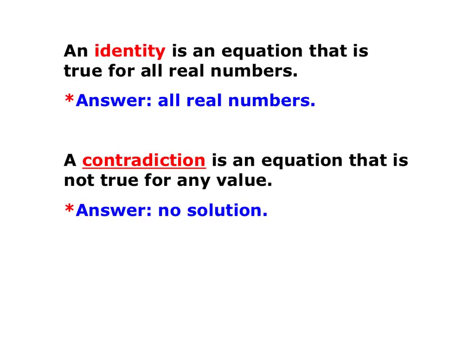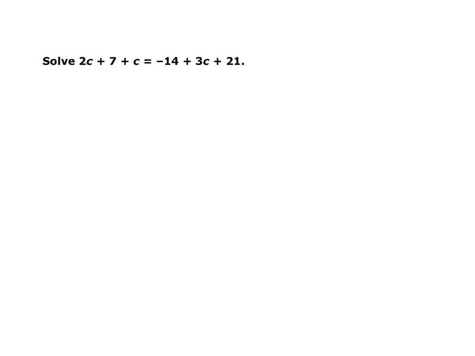So just a reminder, an identity is an equation that is true for all real numbers. And a contradiction is an equation that is not true for any values, so there is no solution. So for this last example, why don't you try it out on your own and see if you can figure out if it's an identity or a contradiction.